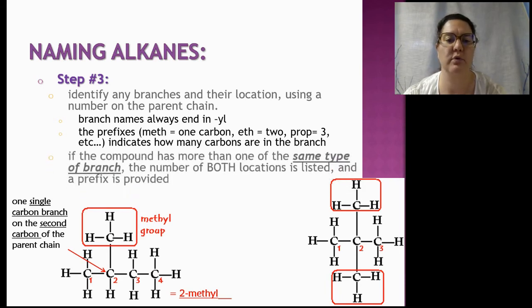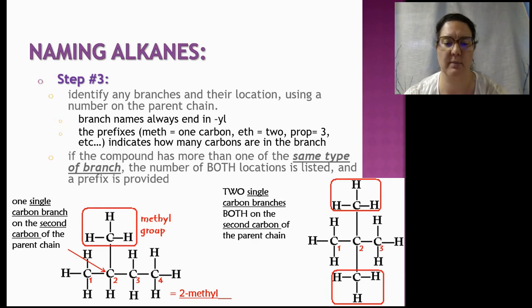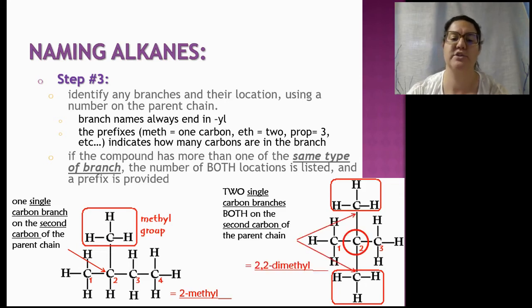If the compound has more than one of the same type of branch, we list both numbers even if it repeats. So on our second carbon, our propane, we have 2 single carbon branches on the second carbon. So we're going to go 2,2-dimethyl. So we have on carbon 2, 2 single carbon branches, so we're going to go dimethyl. So there's 2 methyl branches.